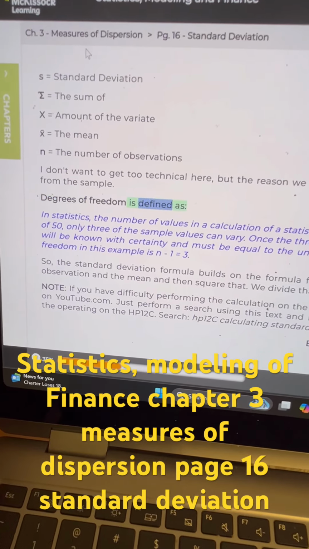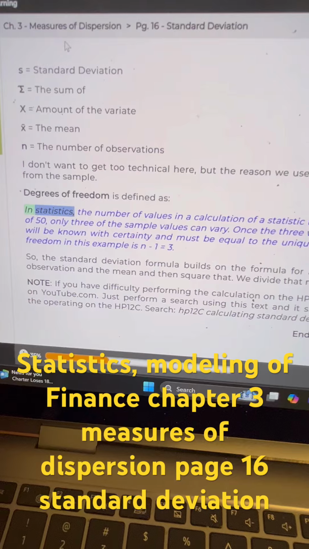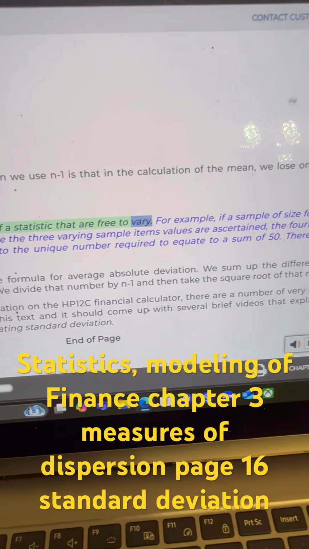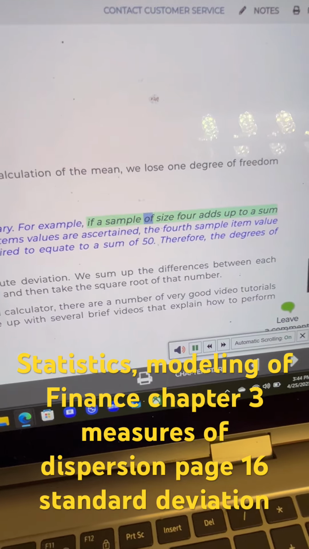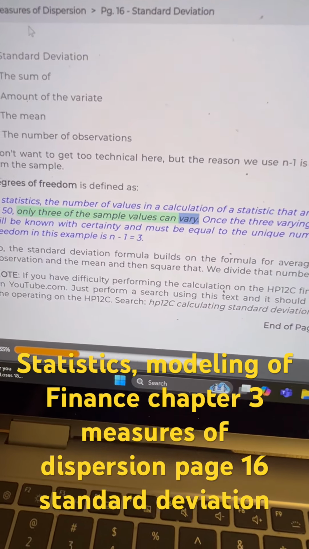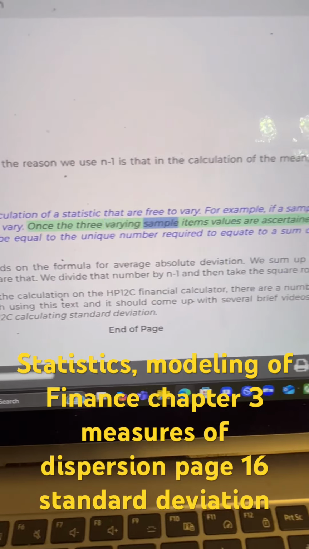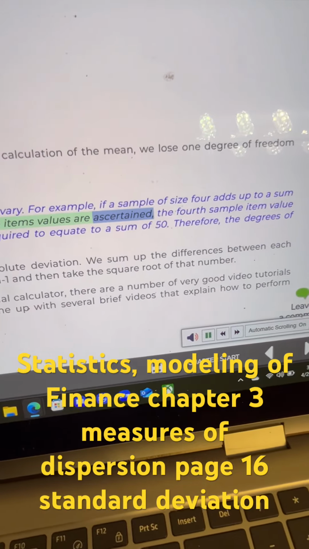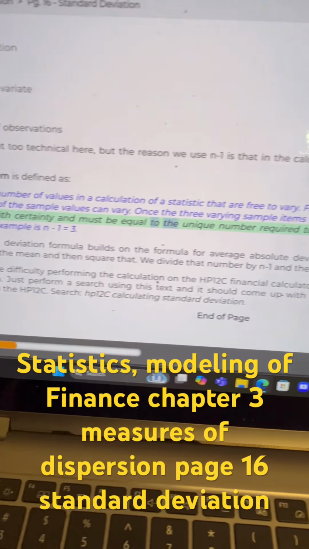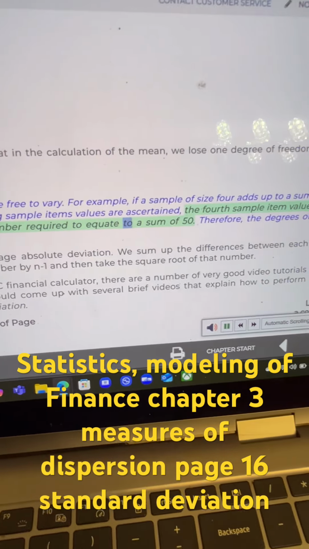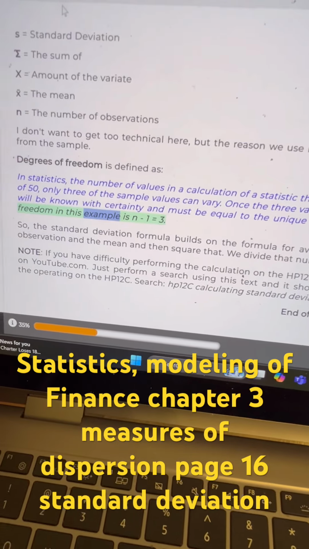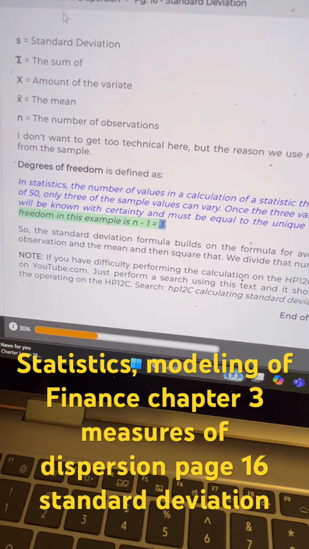Degrees of freedom is defined, in statistics, as the number of values in a calculation of a statistic that are free to vary. For example, if a sample of size 4 adds up to a sum of 50, only 3 of the sample values can vary. Once the 3 varying sample items' values are ascertained, the 4th sample item value will be known with certainty, and must be equal to the unique number required to equate to a sum of 50. Therefore, the degrees of freedom in this example is n minus 1 equals 3.